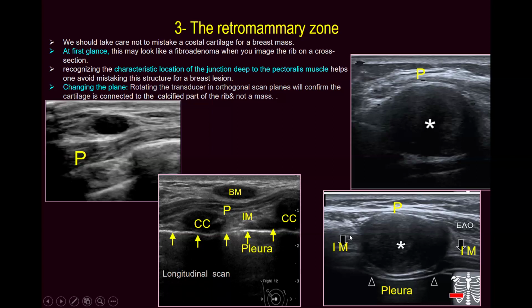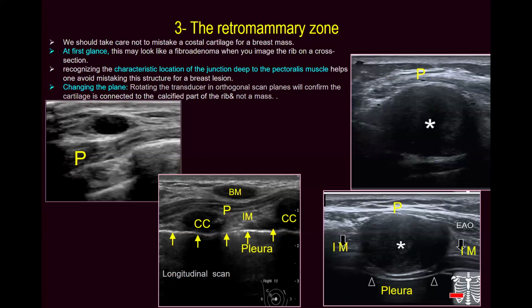We have to go further to make sure. When we scan here, we can see the intercostal muscles, the pectoralis and the intercostal. We can see the pleura here. Okay, we can see other similar structures. So now we are sure that this is costal cartilage. This one, definitely, is not a costal cartilage. That is a breast lesion. Why is it a breast lesion? Because I relate the lesion to the pectoralis, and it is anterior to the pectoralis.